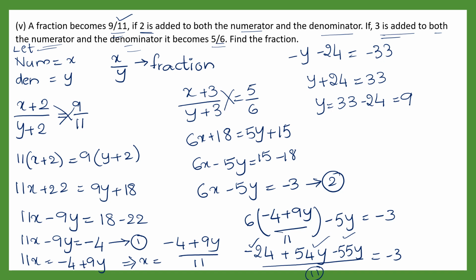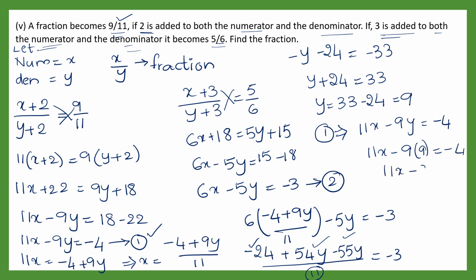Now you got the value of y. Let's take the first equation. The first equation is 11x minus 9y is equal to minus 4. 11x minus 9, the y value is 9 again.